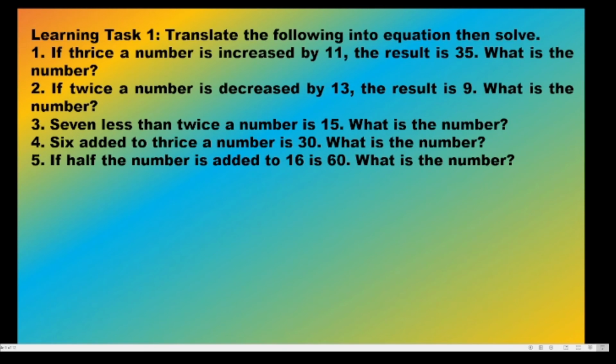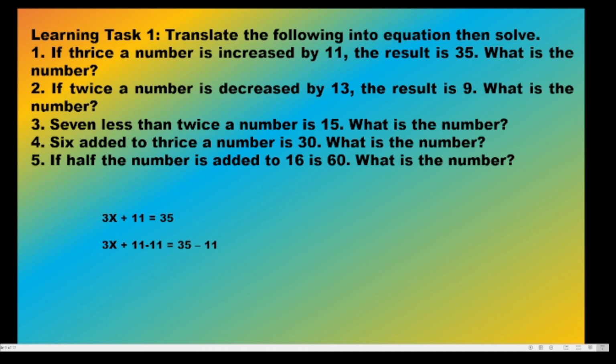So learning task number 1, let us translate the following into equation, then solve. So let us do number 1 for you. If I say a number is increased by 11, the result is 35. What is the number? So I expressed it already: 3x plus 11 is equal to 35.